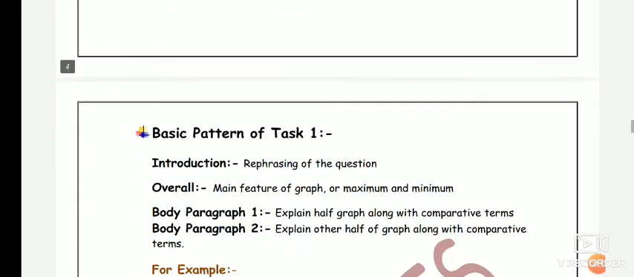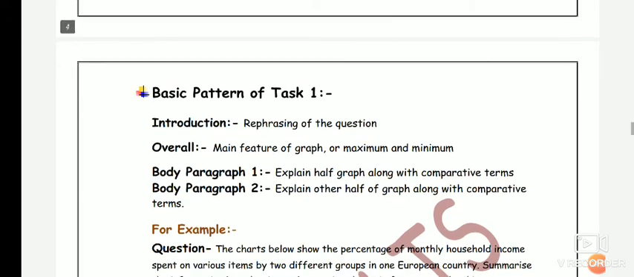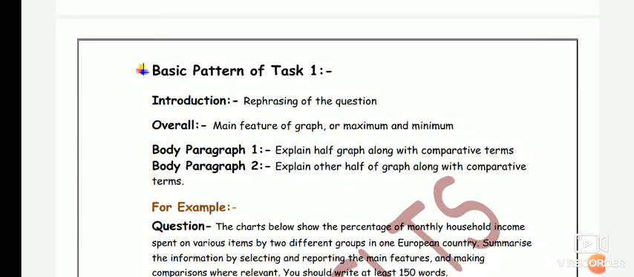Okay, now coming to the basic pattern of the graph, you can see clearly that there is an introduction. In the initial part you have to write a proper introduction which contains the rephrasing of the question, as I will be discussing. It is just a basic pattern which we have to follow. The first one is the introduction, then comes the overall. In the overall, you have to describe what you can properly see, the first glance which you have from the graph. Like I have written, you can write the maximum, minimum, or the main feature of the graph which you are able to see. Okay.